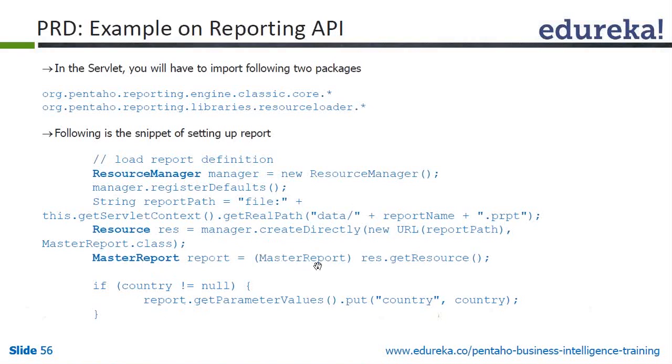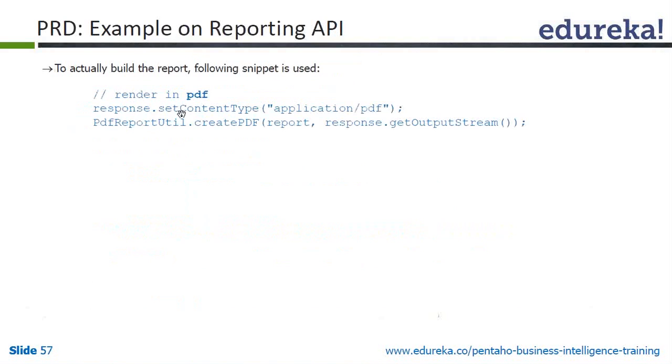Yeah, so once you got a master report instance, then for one example, we are passing country as a parameter, and if that country is not null, then only it will be put. This is again a map, the report parameters are a map, and it is putting country as a parameter and name as country. So once you are done with this setting, then you will have to set the content type. So whether you want the report to be generated in PDF, HTML, Excel, we are setting it as application PDF on this next line, and then we are creating the PDF. So PDF report util dot create PDF, and then response dot get output stream gets converted to PDF.